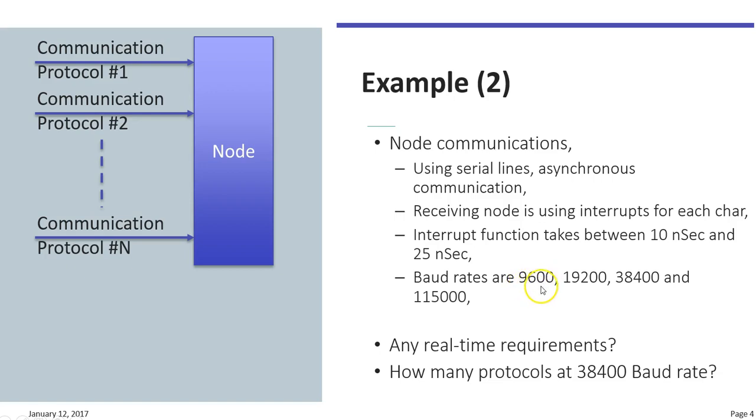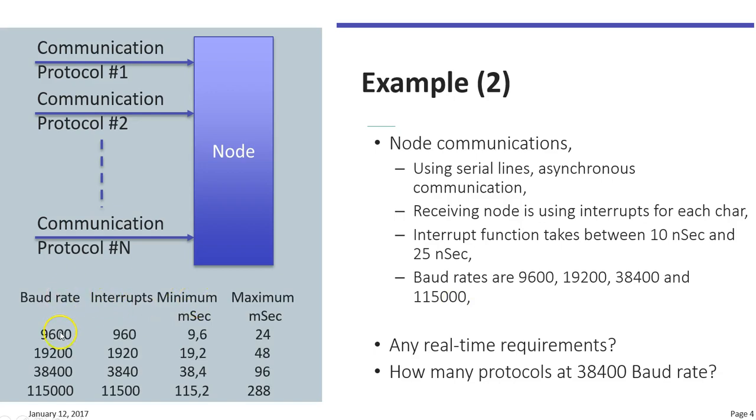9600 baud gives 960 characters. So yes, we have time requirements, and then the question is how many protocols can we handle at 38,400 baud rate, or even at 115,000, which is the one that is used most on serial communications. So if you calculate it, a baud rate of 9,600 means 960 interrupts or 960 characters per second. And by using these interrupt function times, we can calculate that it's between 9.6 and 24 milliseconds.